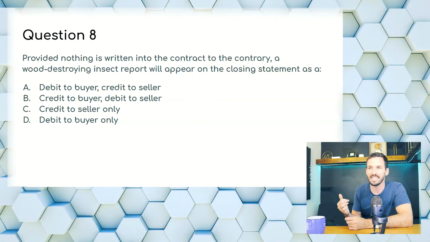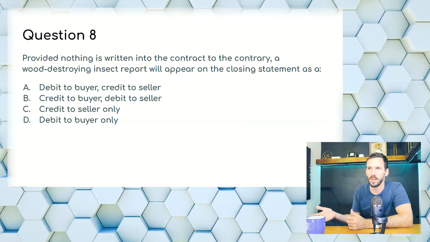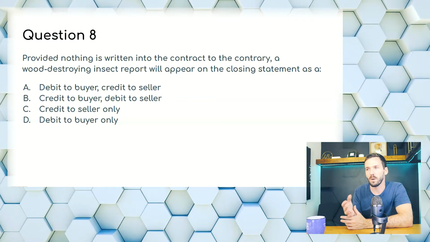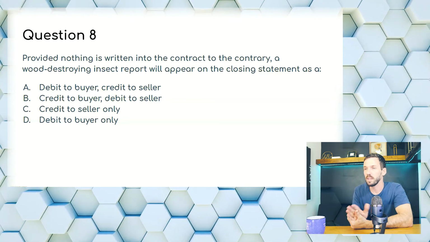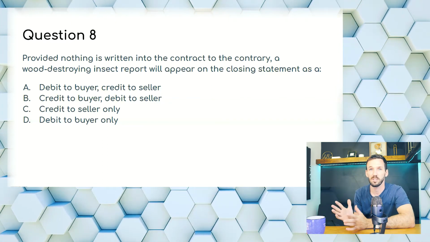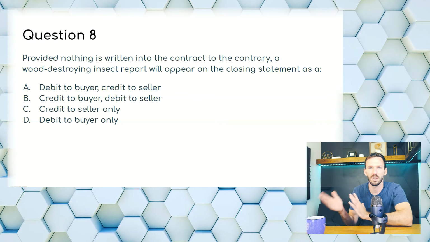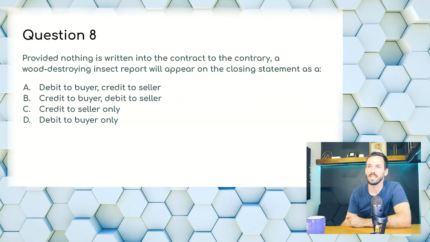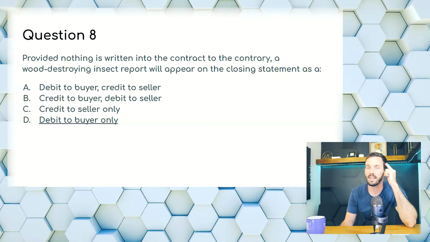Question 8. Provided nothing is written into the contract to the contrary, a wood-destroying insect report will appear on the closing statement as a debit to buyer, credit to seller, credit to buyer, debit to seller, credit to seller only, or debit to buyer only. So a wood-destroying report is an optional inspection a buyer can choose to get if they want to pay for it. The seller has nothing to do with this at all. The debit to buyer, credit to seller stuff, A and B, are just ridiculous. You don't need both parties to pay for this and credit each other, whatever. Therefore, it's a debit to the buyer only.